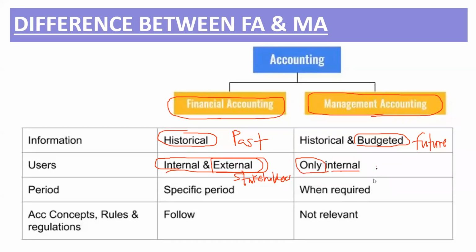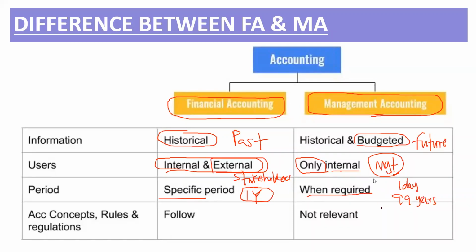Internal means the management and the owners. Internal users only, right? And period. Financial accounting reports you may have seen in your questions. It's especially for 1 year. For the year ending... for 1 day, it can be for 99 years.